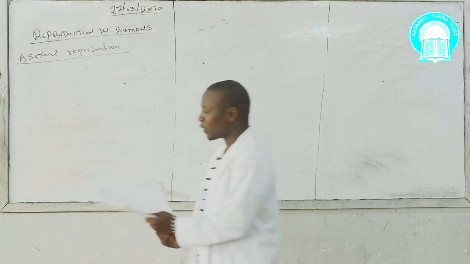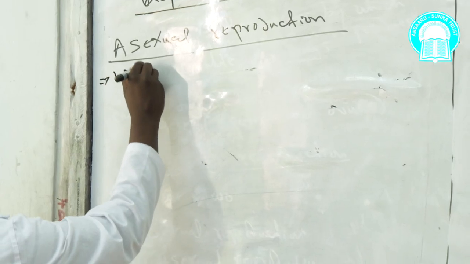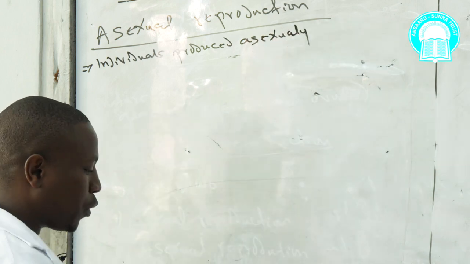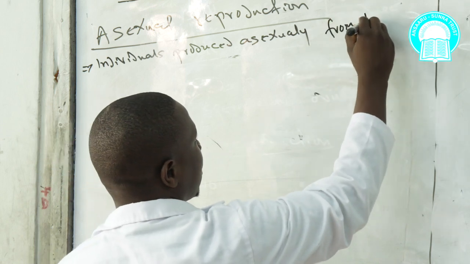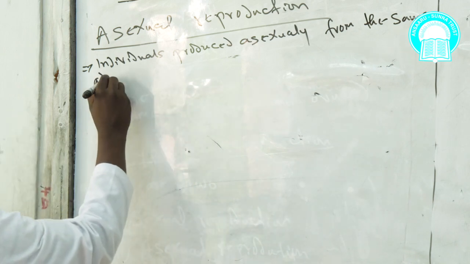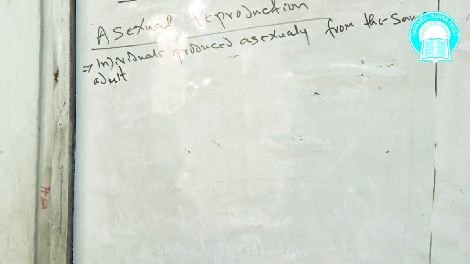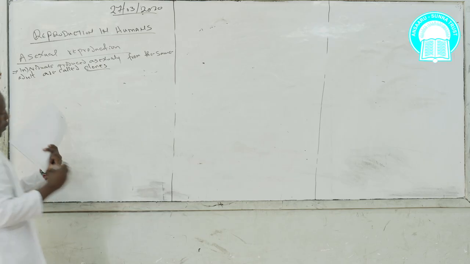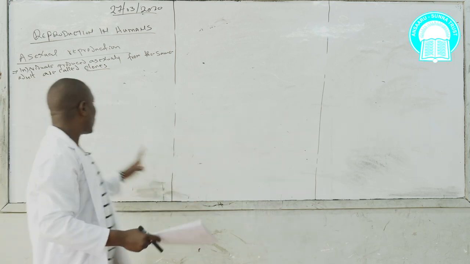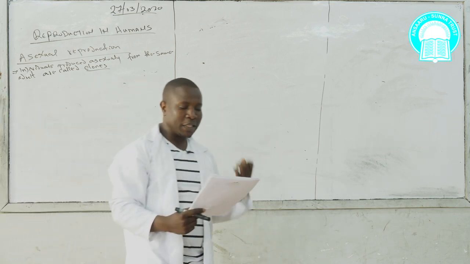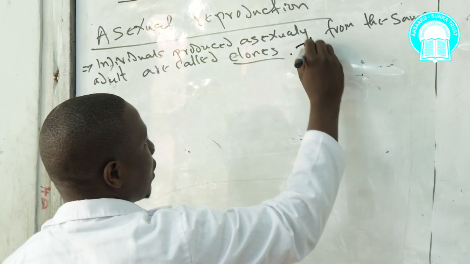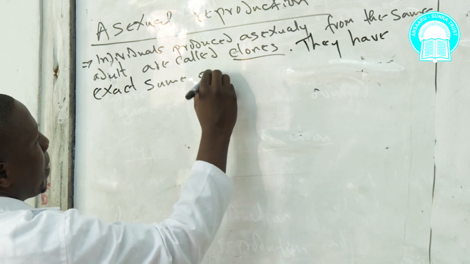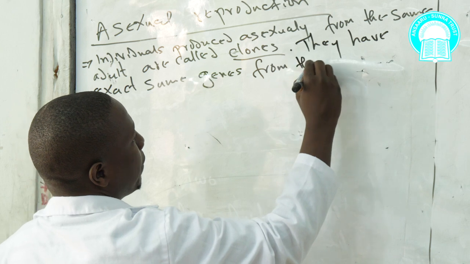So under that you say, individuals produced asexually from the same adult are called clones. I want to know the reason why they are called clones: because they have exactly the same genes from the parent.